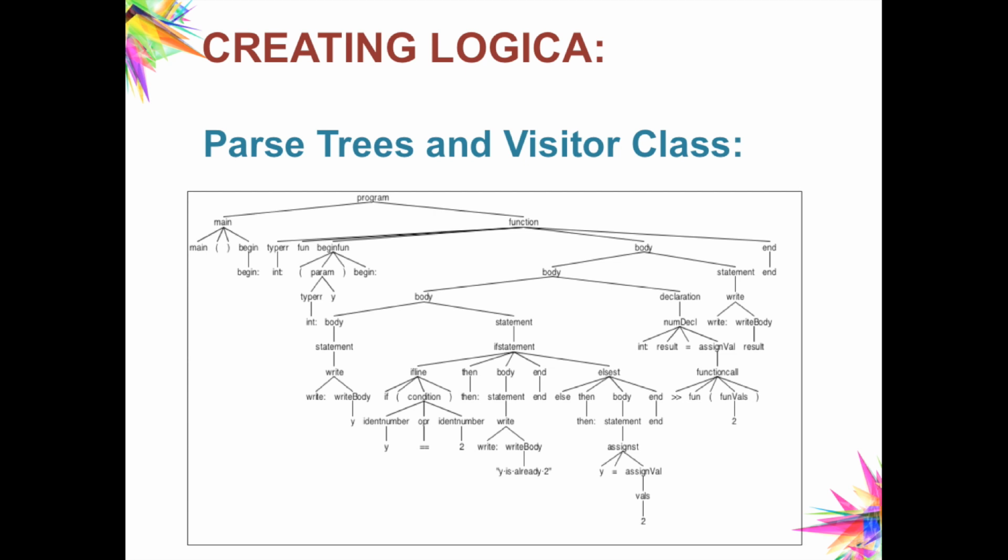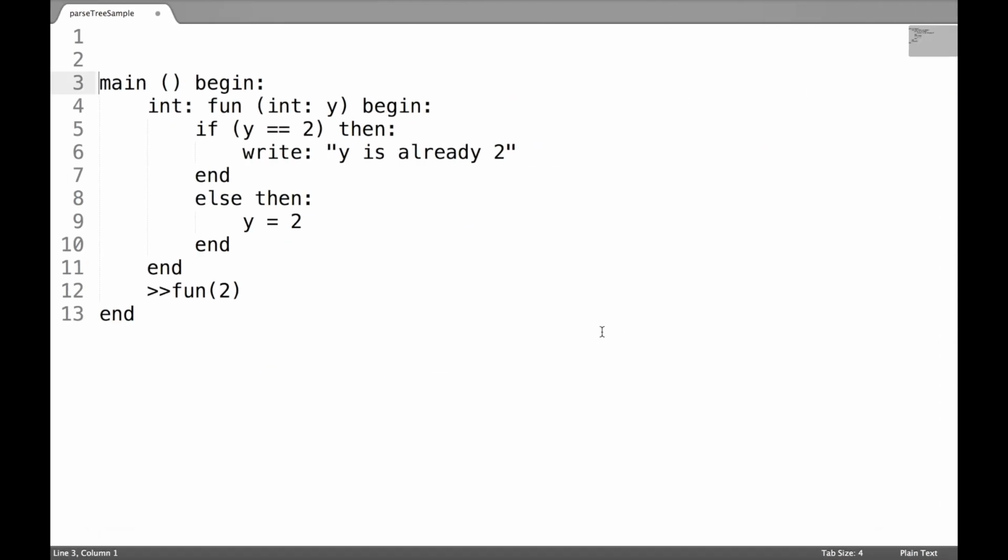The next step towards creating this programming language was creating a parse tree and visitor class for each parse tree. So here is a sample code that I have written using Logica, which basically declares a function called func, takes a variable y and checks if this y is equal to 2. If it was, it writes y is already 2, else it assigns y to 2, and then I'm calling the function and passing 2 to it.